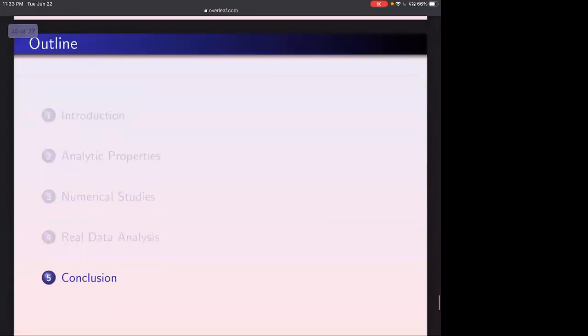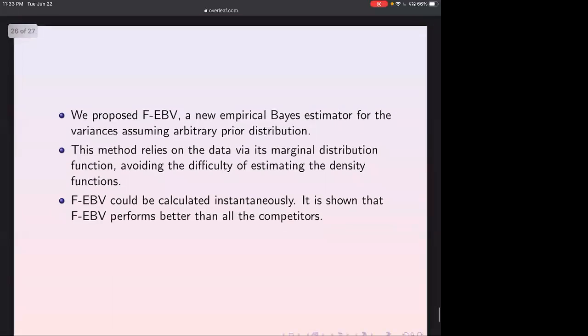Last, I just want to give a quick conclusion. We propose capital F-EBV, a new method that assumes an arbitrary prior distribution. This method relies on the data through the marginal distribution function only, avoiding the difficulty of estimating density functions. Third, this estimator can be calculated instantaneously, and it is shown to perform much better than all the competitors.